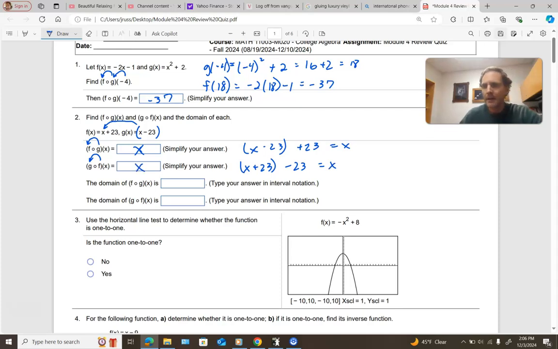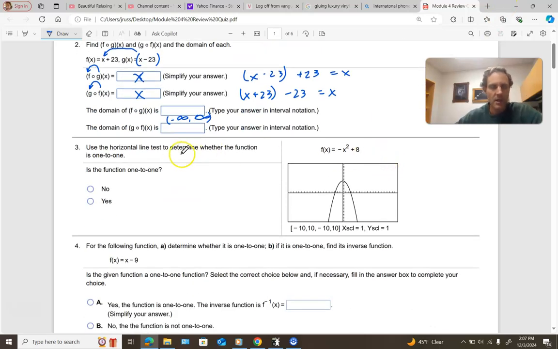Okay. Now, as far as the domain of these new functions is concerned, because both of these functions were linear polynomials, any sort of composition is going to be another polynomial, and consequently the domain is going to be all real numbers. So in interval notation for both of these, it's just going to be negative infinity to positive infinity.